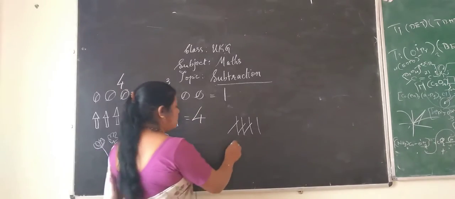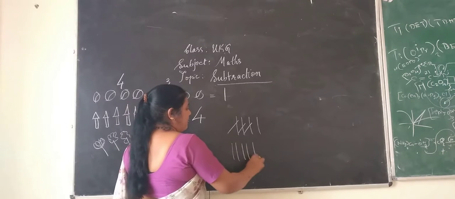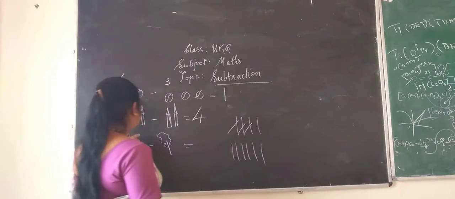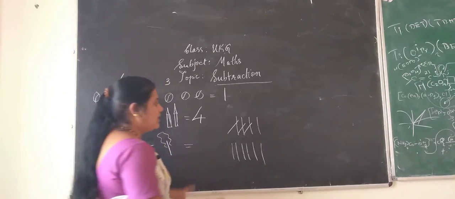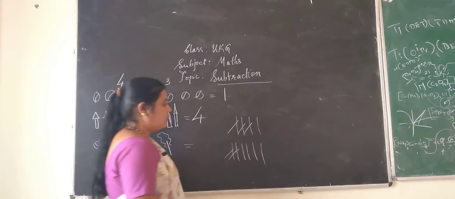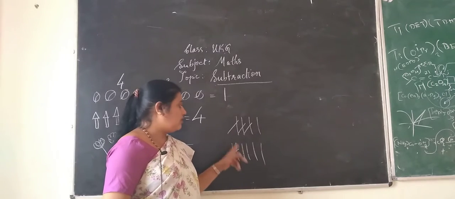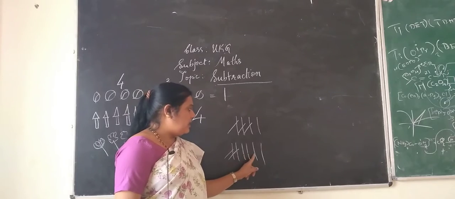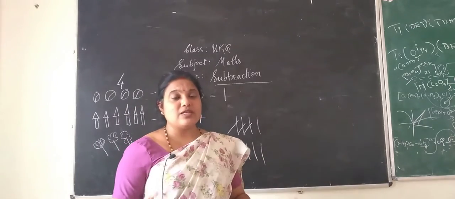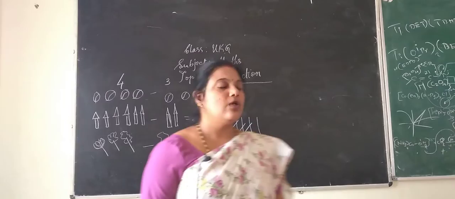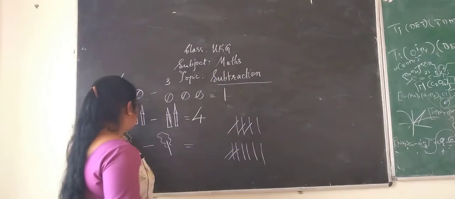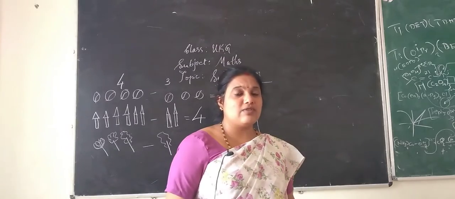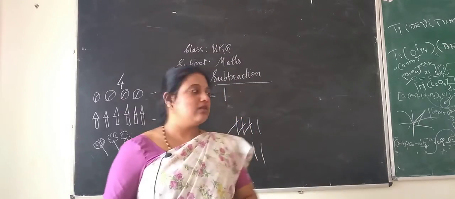Even this you can do using lines. You have 6 pencils, 1 2 3 4 5 6. Now 2 is given to someone, right? 1 and 2 is given. Just forget these 2. Now let's see what is remaining with us. 1 2 3 4. So 4 is the number pending with you. So how do you say it? 6 minus 2 equals 4.